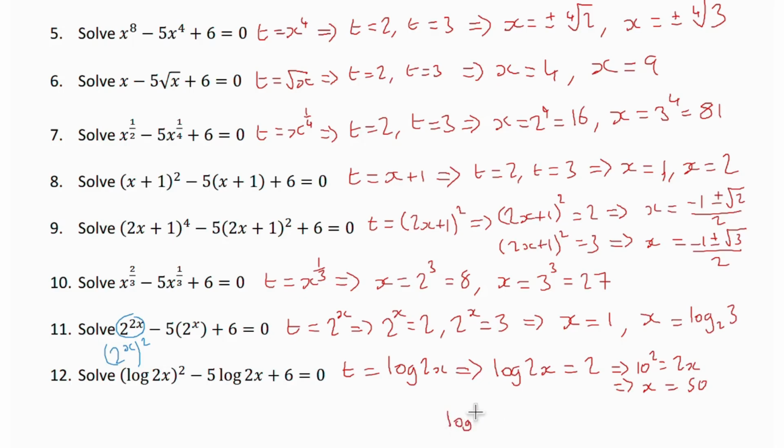The second answer would be when log 2x is equal to 3, means that 10 cubed is equal to 2x, and therefore x is equal to 500.